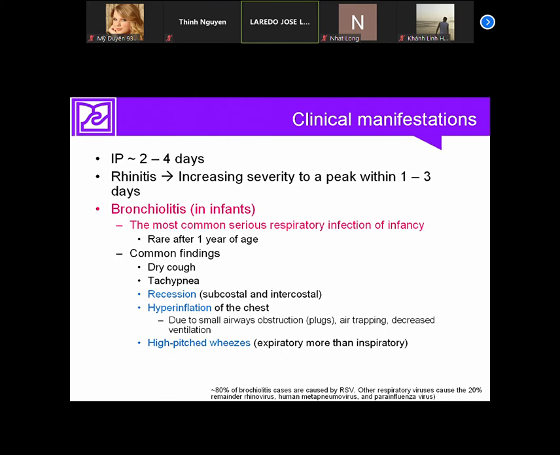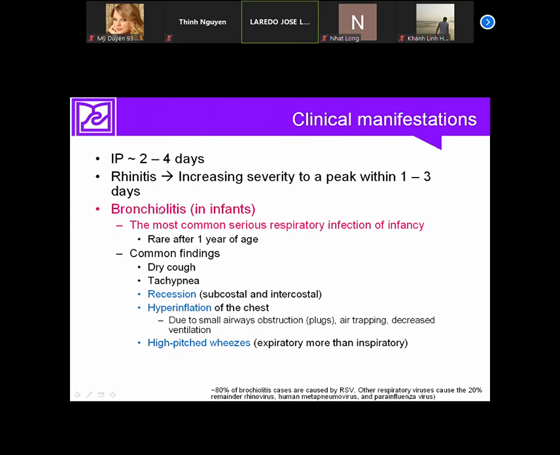And this is not microbiology. This is clinical medicine, again, but I have to tell you what bronchiolitis is. Bronchiolitis is a lower respiratory tract disease in children, mostly in infants, children younger than 1 year. This is the most common serious respiratory infection in childhood, usually in children younger than 1 year.